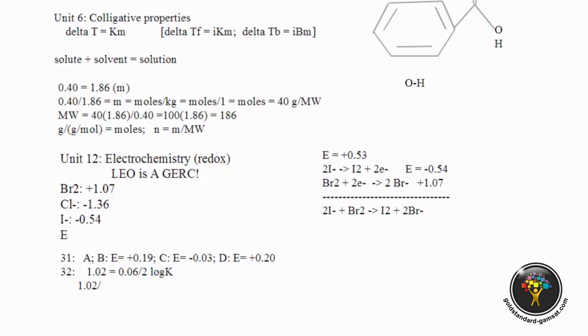The question is why 2 electrons? Because the question states that N is the number of moles of electrons transferred in the reaction. So I looked in table 2 and saw that in all the reactions, it's 2 moles of electrons that are being transferred. 2 e minus. E minus is the symbol for electrons. So I have 1.02 divided by 0.03.